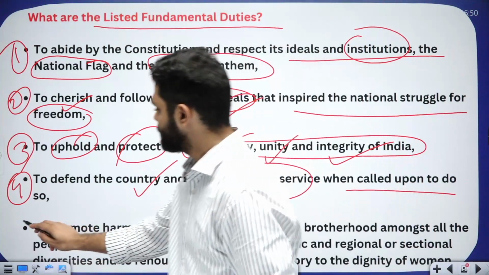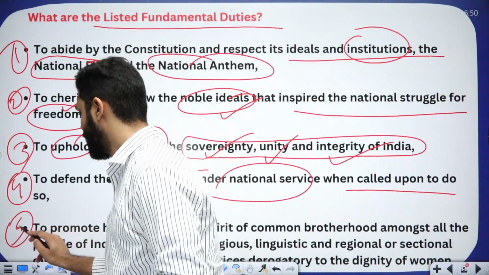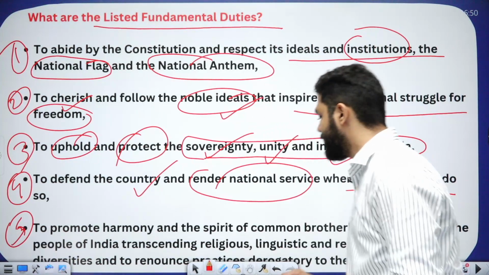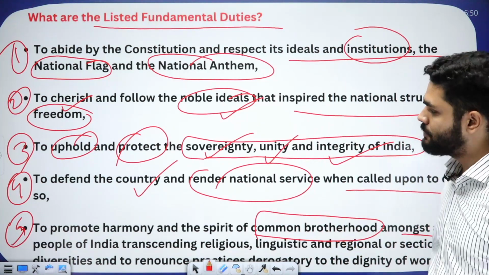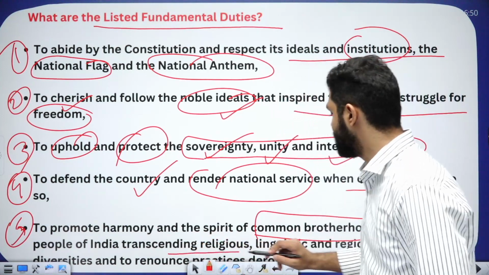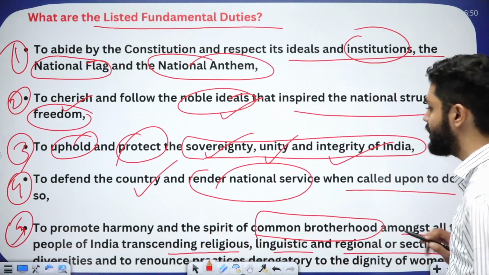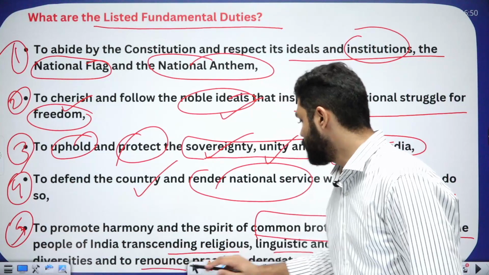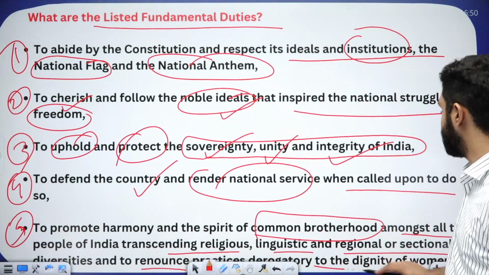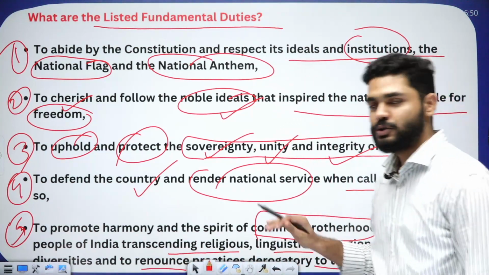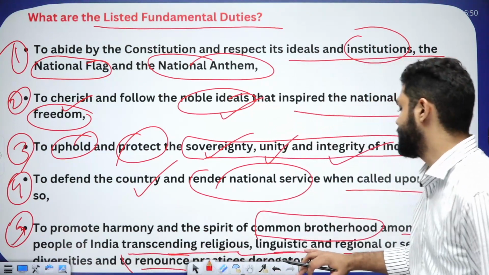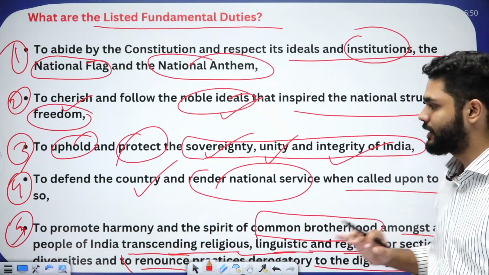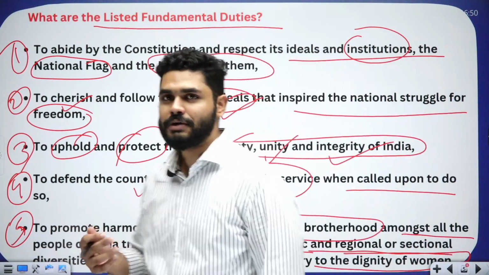Next point is very important. I'll tell you why. To promote harmony and spirit of common brotherhood amongst all the people of India, transcending religious, linguistic and regional and sectional diversities, to renounce the practices derogatory to the dignity of women. Okay, so this particular line, to renounce those practices which are derogatory to the dignity of women, this is something which has been avoided by many aspirants.